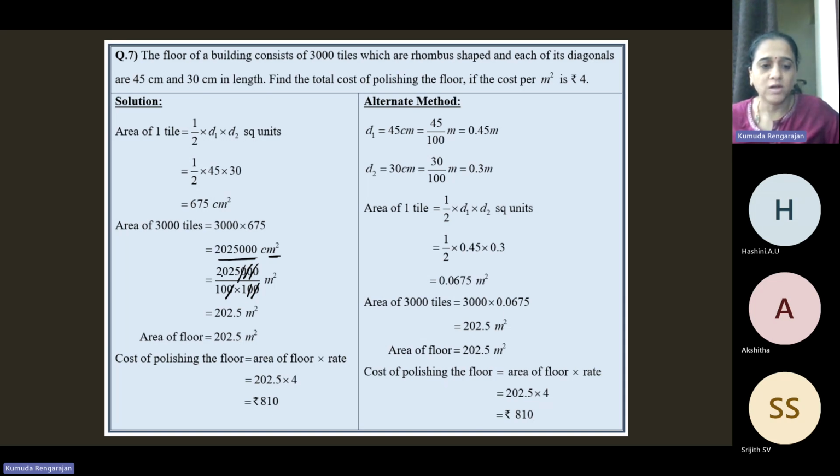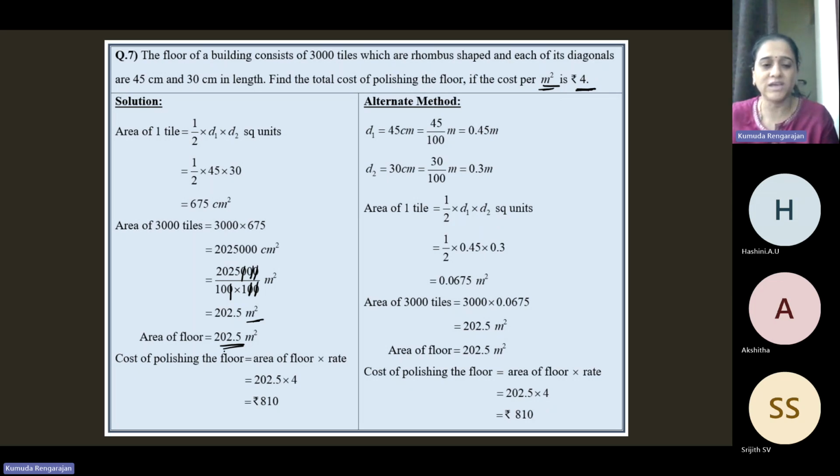Cancel the zeros. 3 zeros and 3 zeros in the numerator and denominator get cancelled. And then you have 2025 by 10, which is 202.5 meters square. So the area of the floor is 202.5 meters square. Now multiply that with 4 to find the total cost, because 1 meter square is 4 rupees.